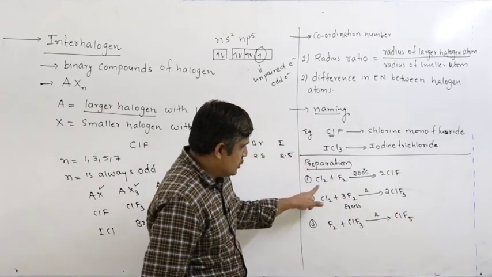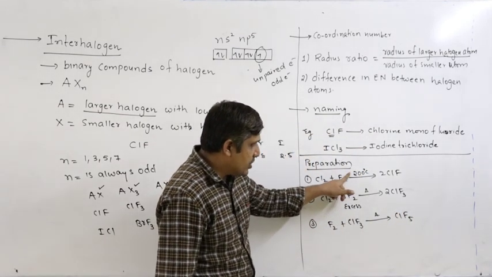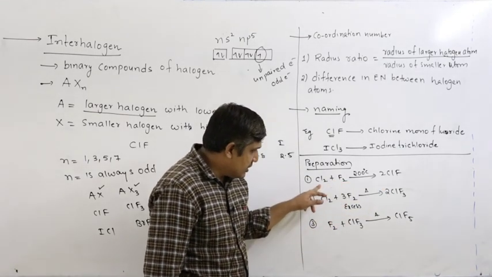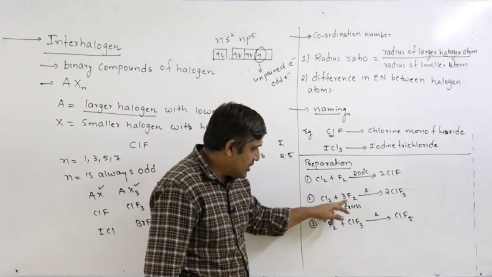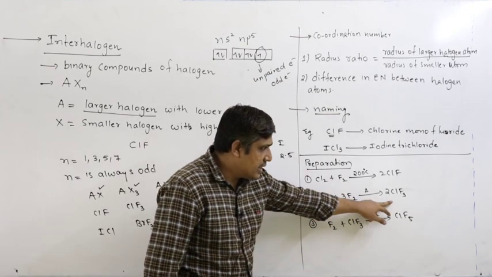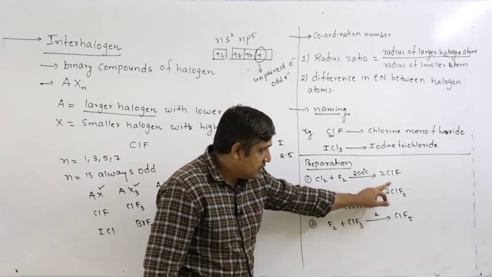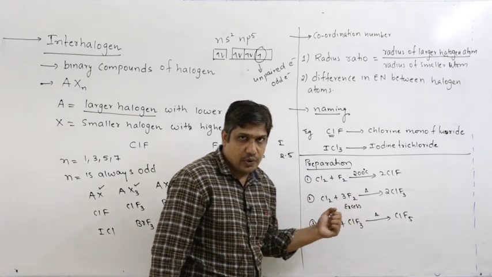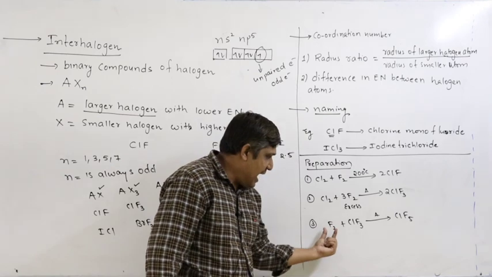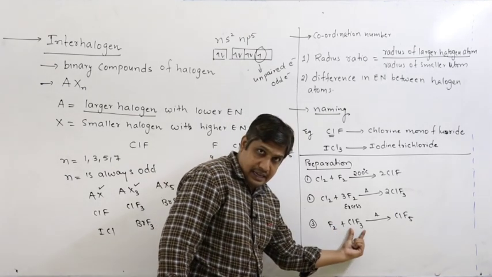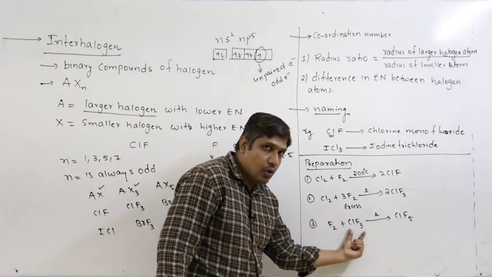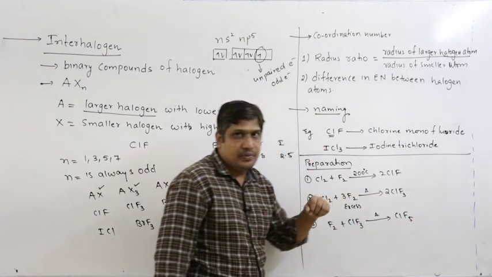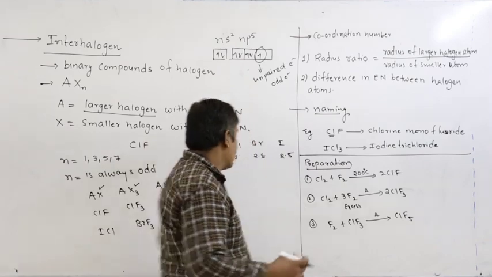In the first case, two different halogens are mixed. Upon heating, you will get interhalogen. Here also it is the same story, but compared to the first, we have mixed them in 1:1 ratio. Here we are taking excess fluorine, so you will get a higher interhalogen. This is of interhalogen type AX. Here you will get AX3 because you are taking excess fluorine. Coming to the third example, a halogen is mixed with a lower interhalogen of AX3 type to get AX5 type, a higher interhalogen.